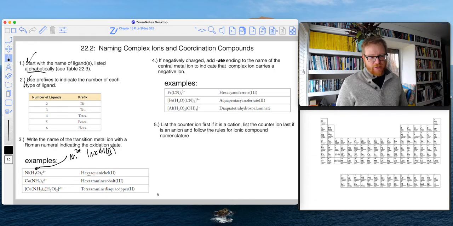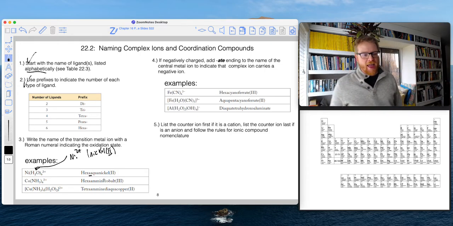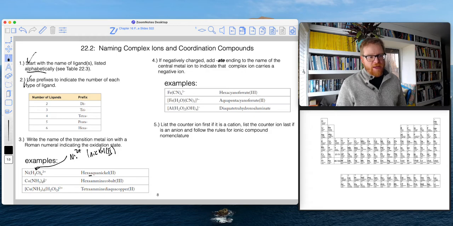You can see we don't smash the vowels together. There's 2 vowels in there. Hexa, aqua, nickel, 2. Okay, so now for the next one. We can also remember that ammonia was a 0 charge ligand, so it doesn't add anything to the charge. So that 3 plus has to belong to the cobalt, and there it is, cobalt 3. And there's 6 of these ammonias. We remember they become amine in the nomenclature. So that's hexaamine cobalt 3. Hexaamine cobalt 3.